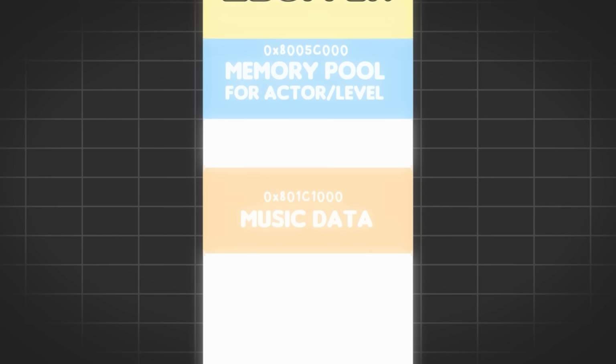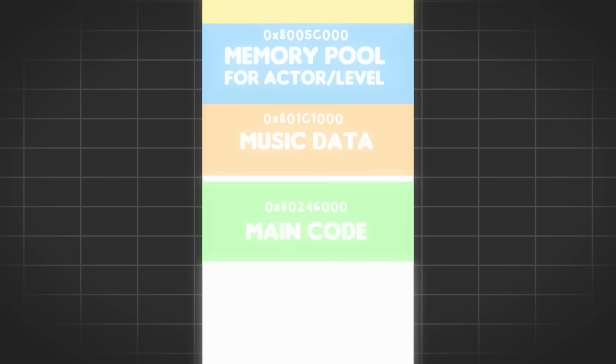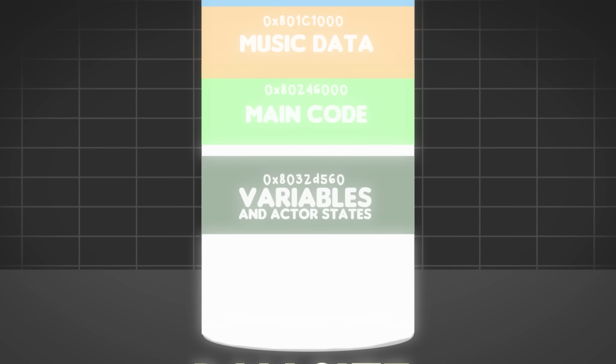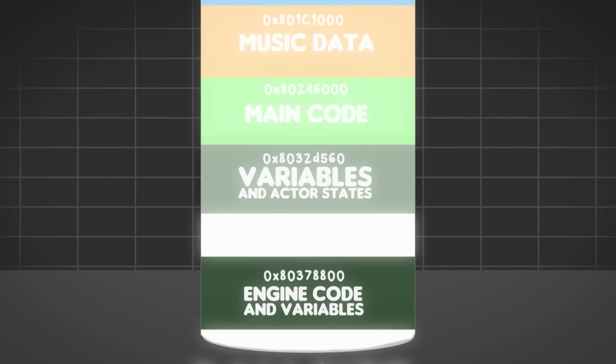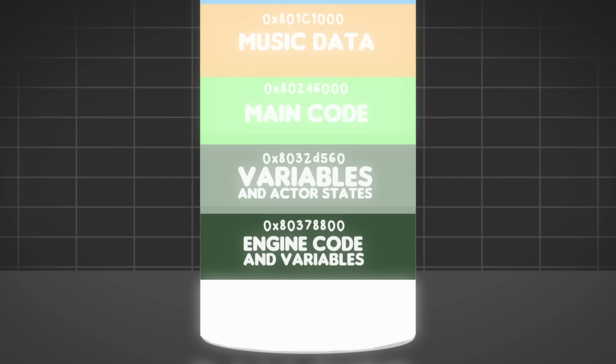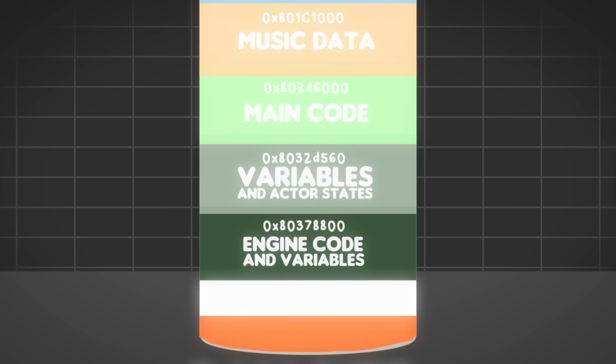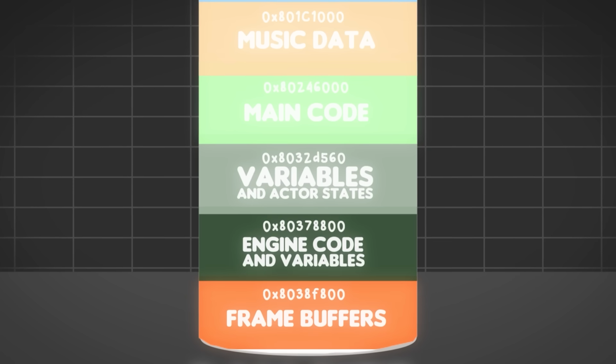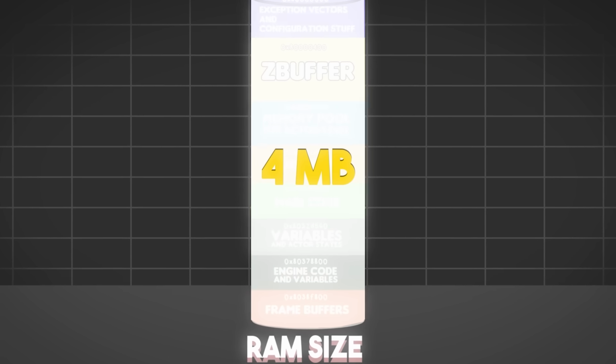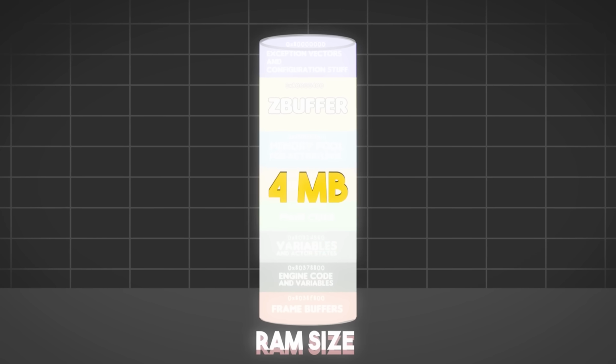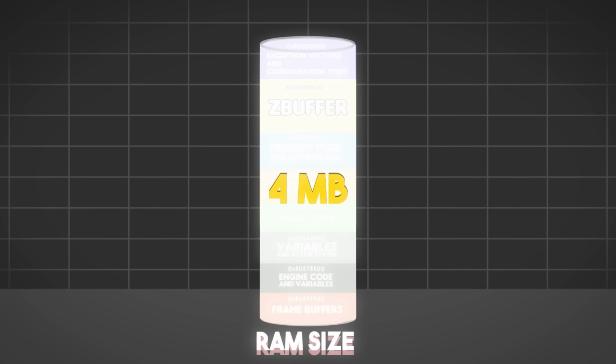Then we have around 0.5 megabyte of music data, followed by 1 megabyte of code, followed by 1/4 megabyte of variables and actor states, followed by 1/8 of a megabyte of engine code, and then we end with 0.5 megabyte of frame output buffers. As you can see, all 4 megabytes are used exactly. Let's go over all the parts to see where we could save memory.